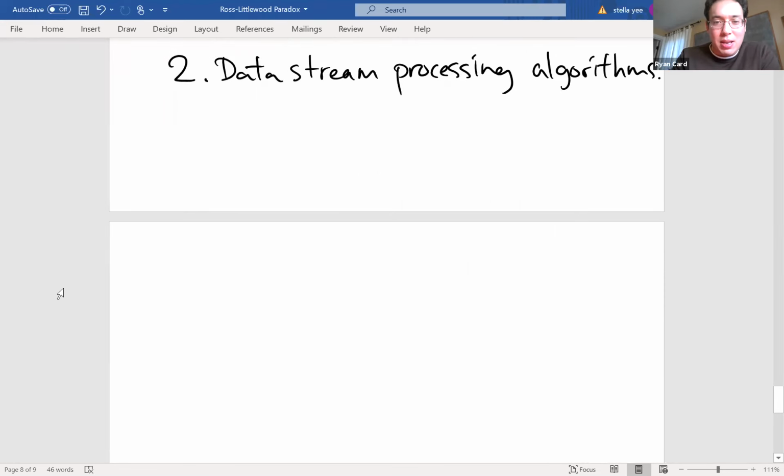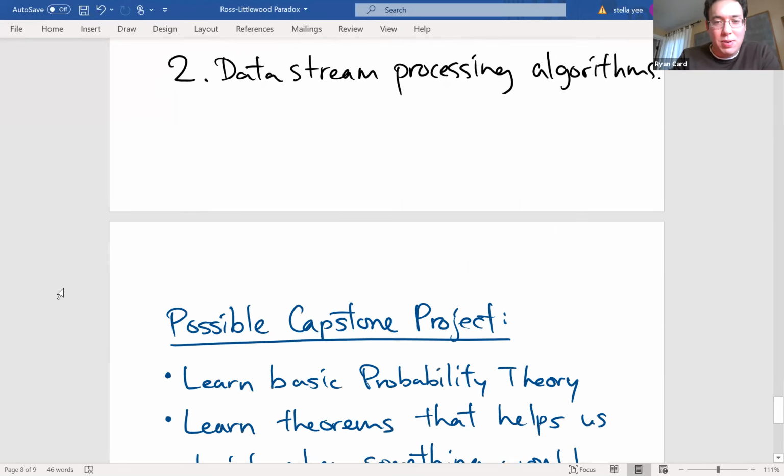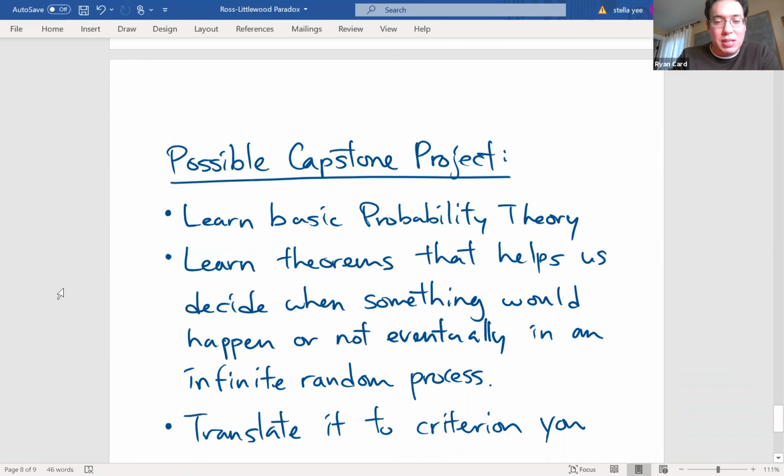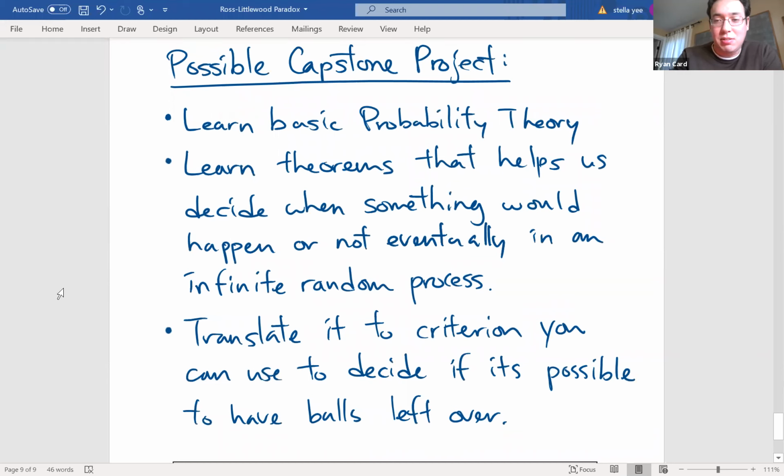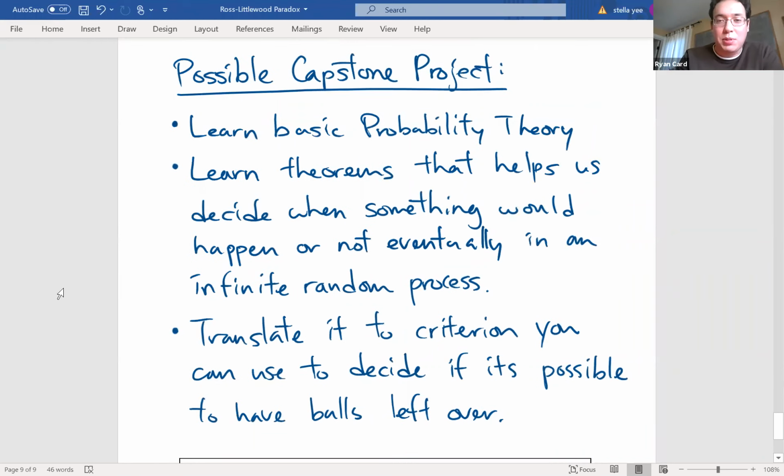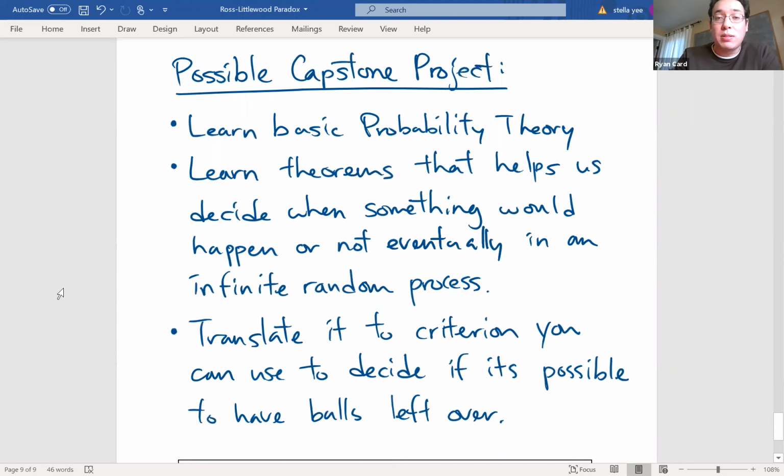Okay, all right. So if you think that was interesting, this is a possible capstone project. You can learn basic probability theory and learn theorems that help us decide whether this infinite random process would happen finitely many times, or whether something happens infinitely many times. There is a class of theorems that helps us decide when it happens and when it doesn't.